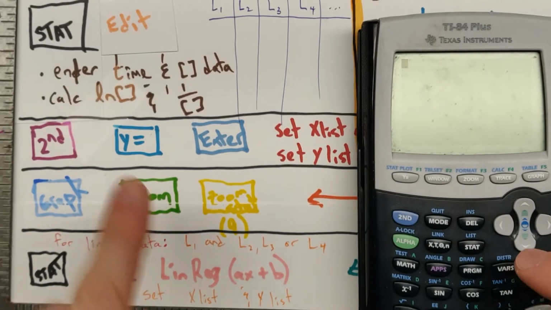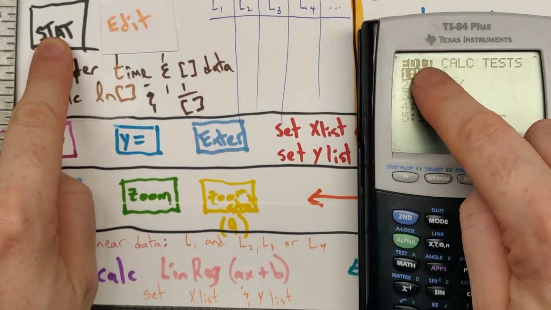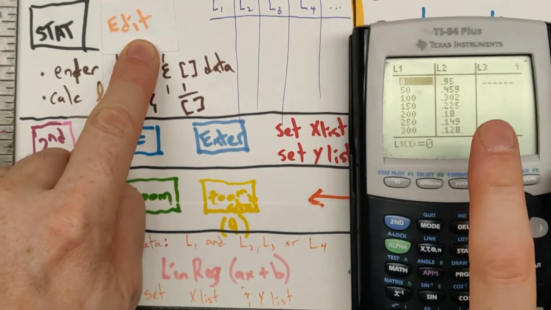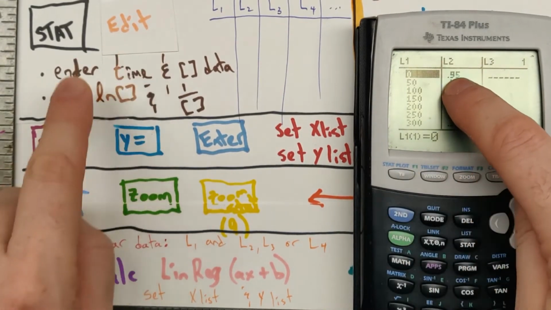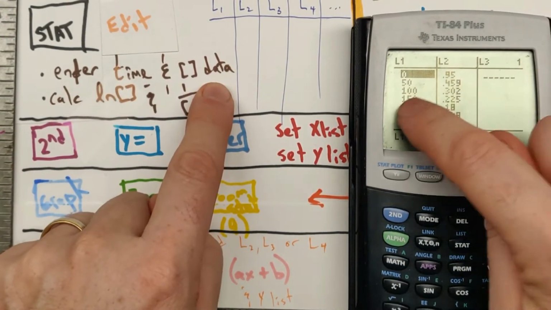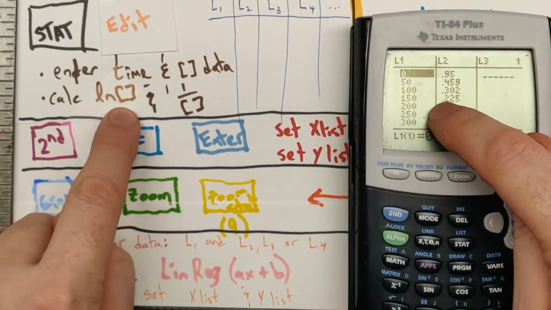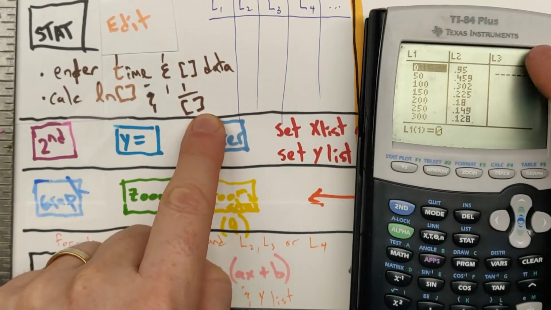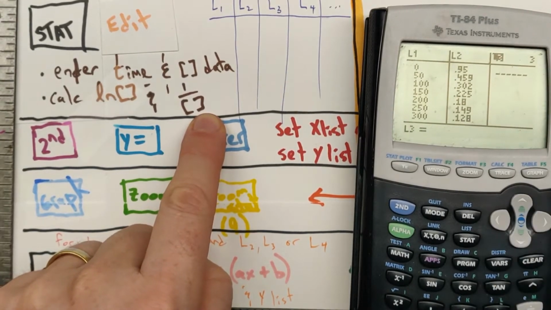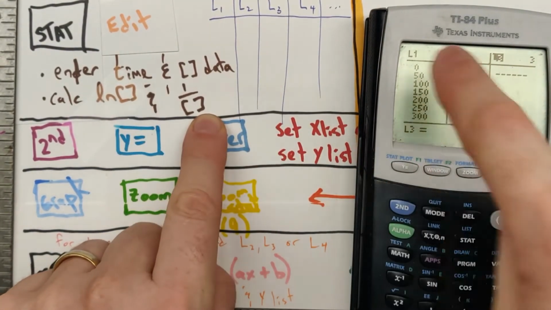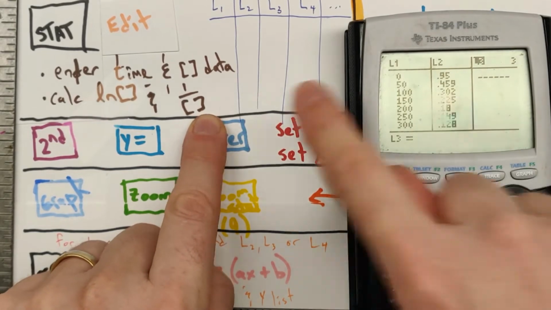We're going to go to stat, and it says edit at the top. That's what we want to do because it gives us the opportunity to edit our lists. Now I already entered my time and concentration data in those first two lists, and I want to calculate the natural log of concentration and 1 over concentration in my next lists over. So I just go to those list headings and do to our concentration, L2, whatever we need to.